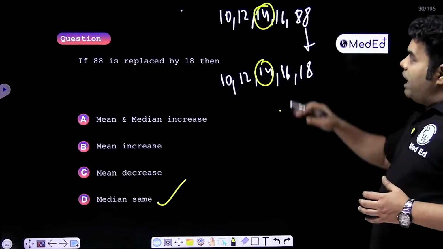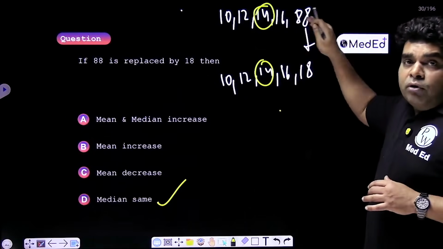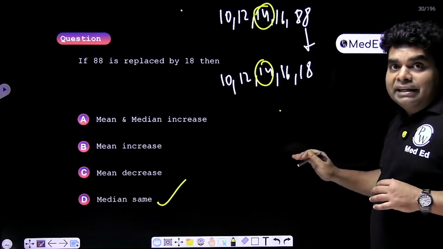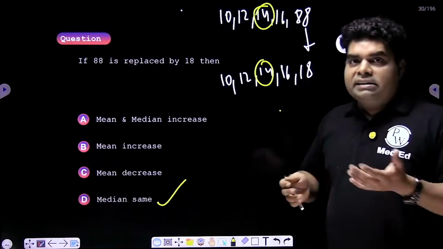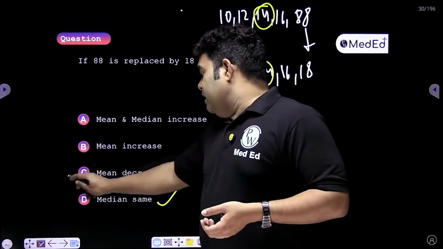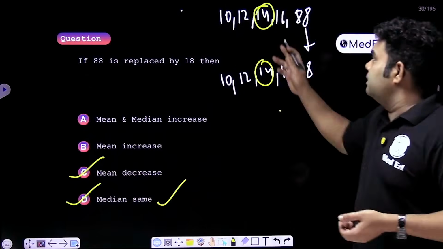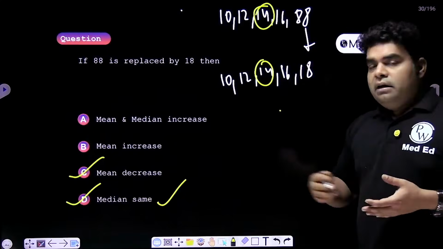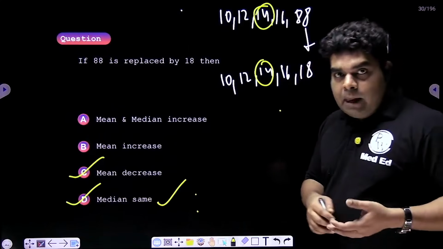Now what is the effect on average? If the big number goes from 88 to 18, the big number decreases, of course, by obvious reason, the average or mean will also decrease. So median same, mean decrease, both C and D are correct answers. If you replace 88 by 18, mean will decrease, median will remain same.